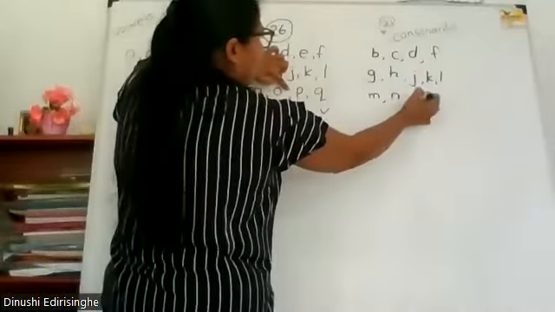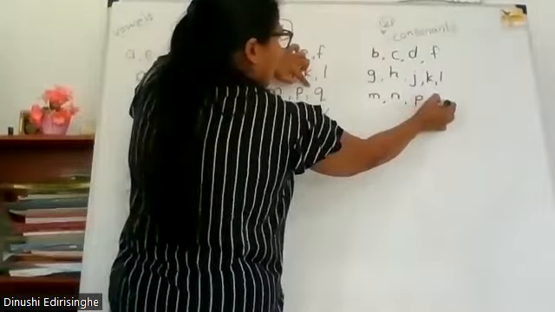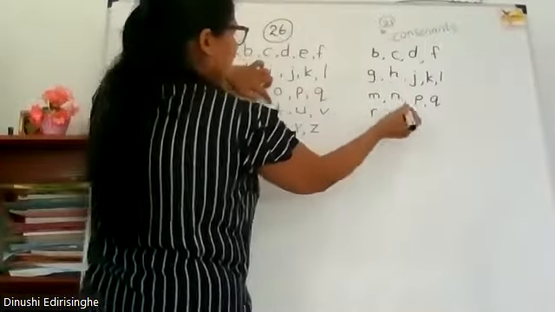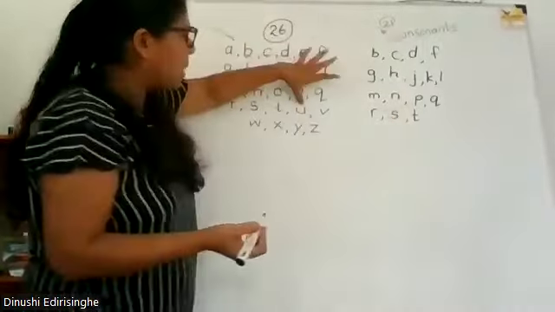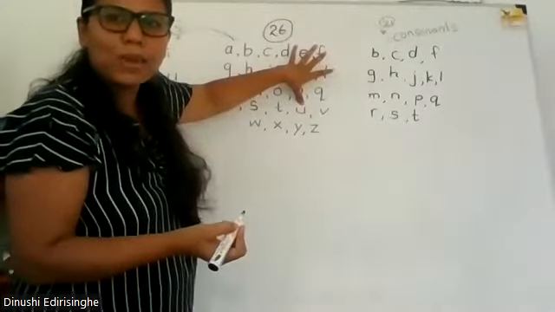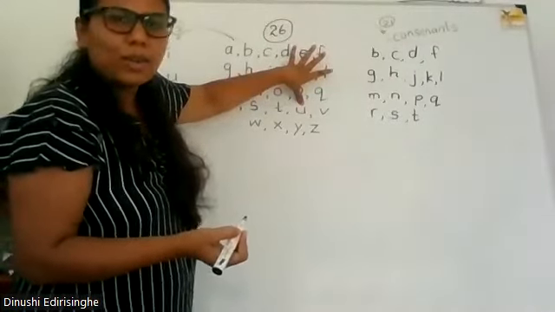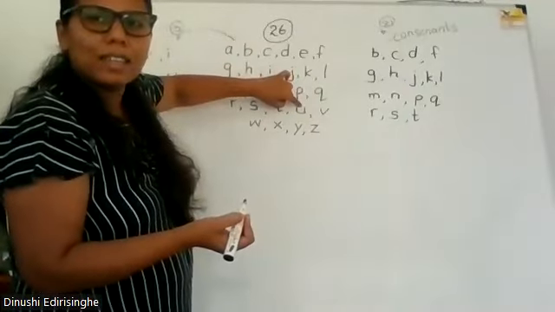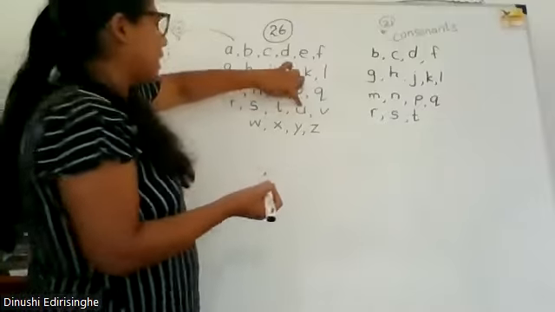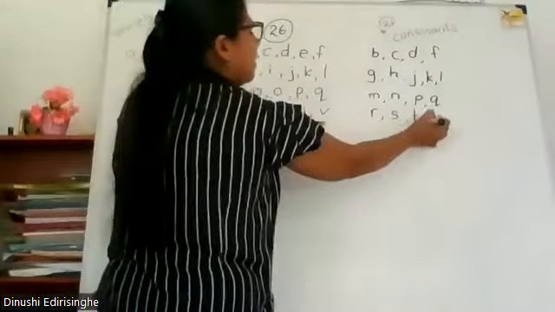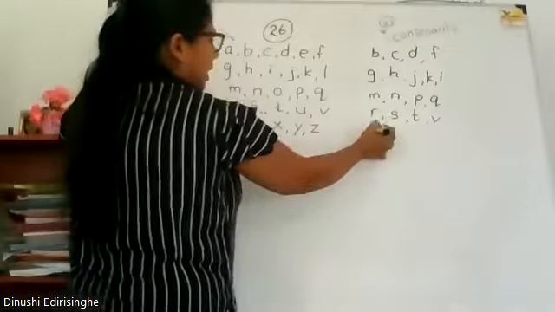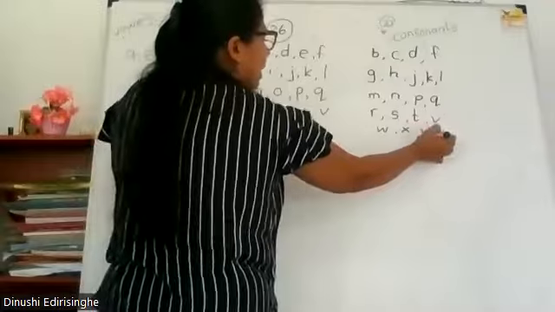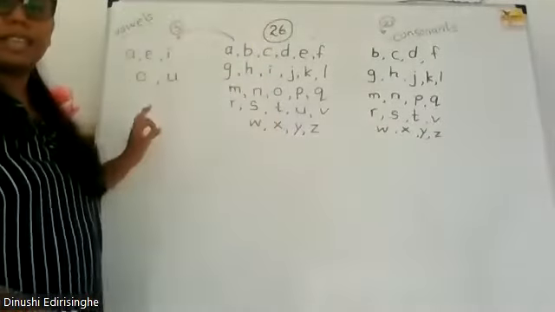And then P, Q, R, T, U. Do we take U as consonant? No. Then what is that letter? Vowels. Very good. And then V, W, X, Y.